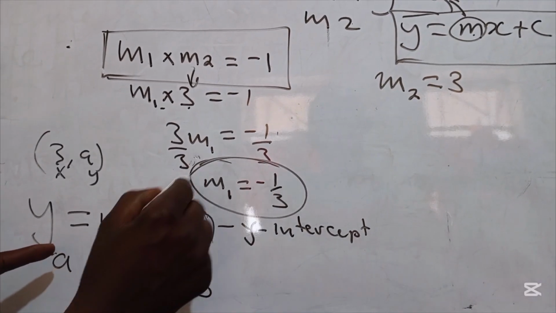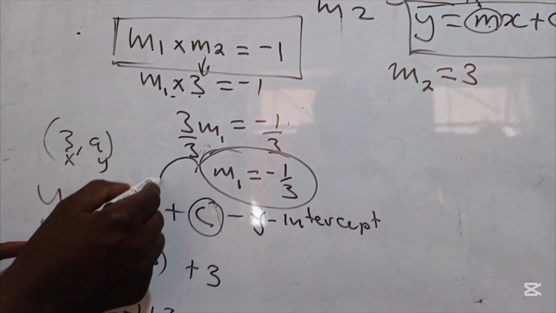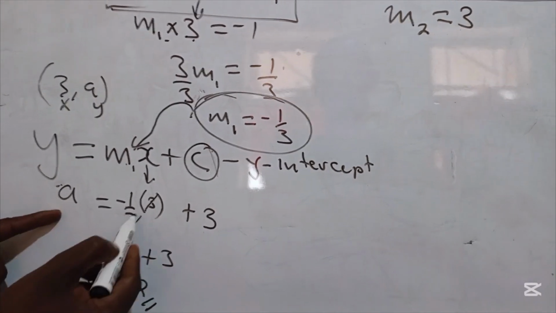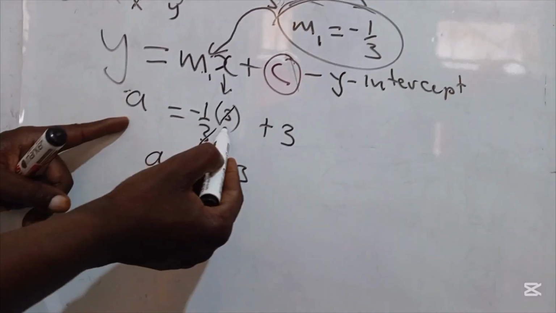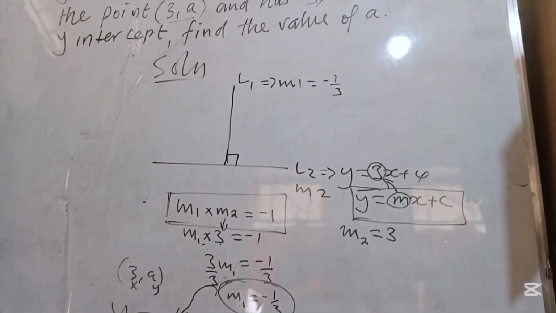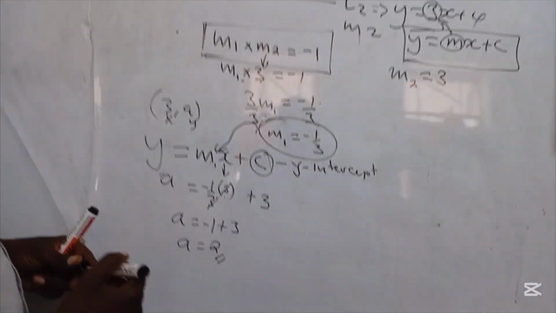So now, since I've got the gradient, I had to replace it here, ladies and gentlemen. I replace it nicely, then I use the same point which has been given, so that I can come up with the value of A. So the value of A is 2.